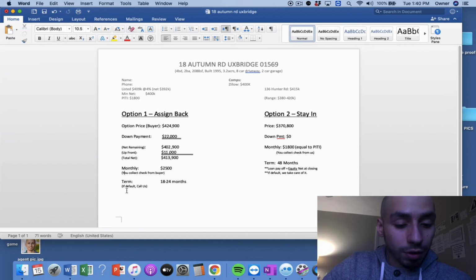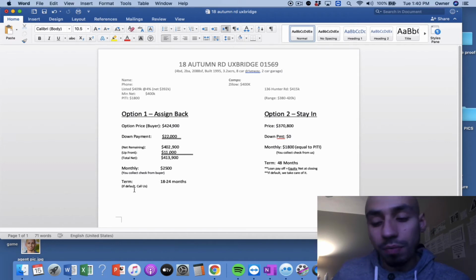And if there's a default, I tell them just to give us a call. We can put another buyer in there, or you can decide to basically sell it at that point or rent it. All your options are open to you. The ball's in your court. Option 2 is where we would stay in.